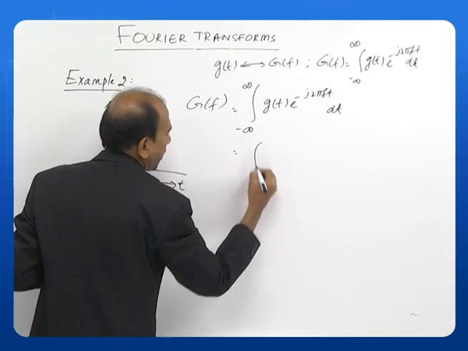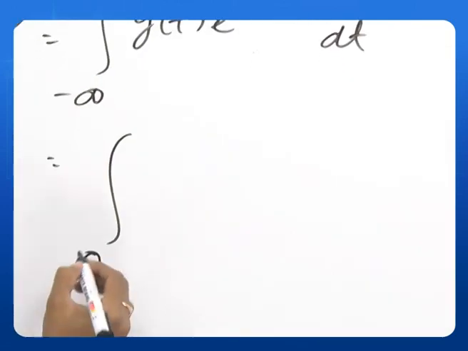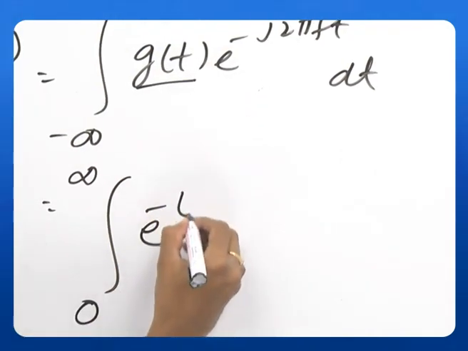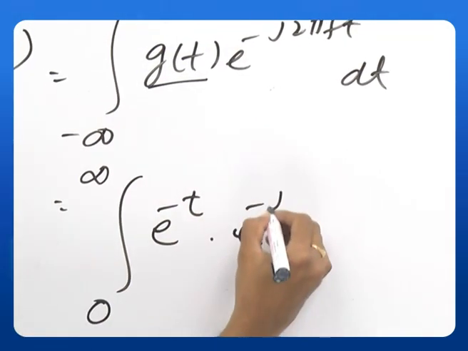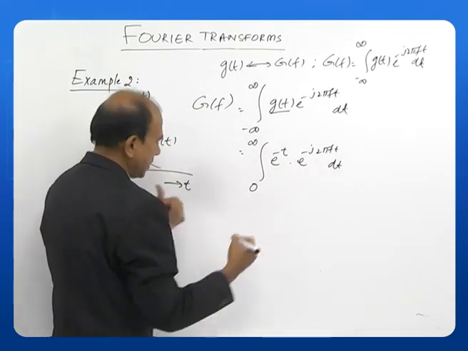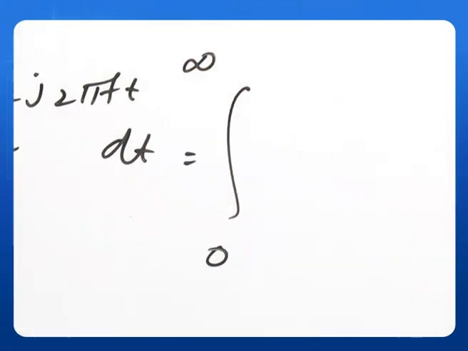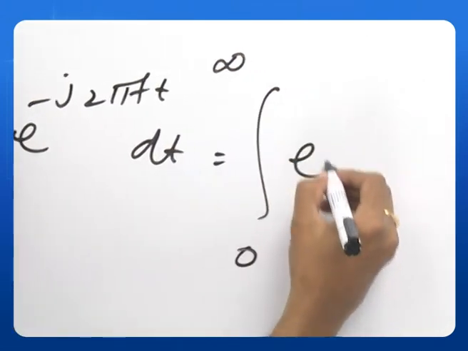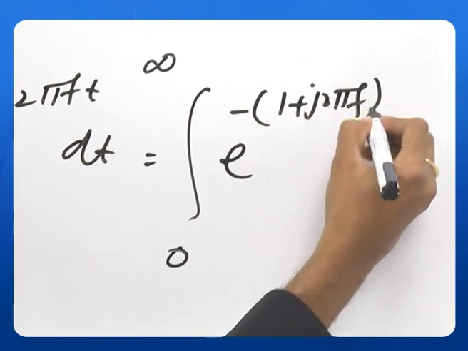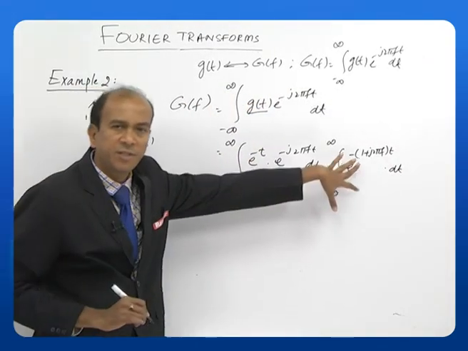So, this will be equal to, the function is existing from 0 to infinity because u of t is there. So, this is 0, this is infinity. What is the function here? g of t, e to the power of minus t and e to the power of minus j2 pi f t dt. So, I can take minus t common. So, this will be plus integral from 0 to infinity of e to the power of minus (1 plus j2 pi f) t dt. Okay, we have taken t common here.